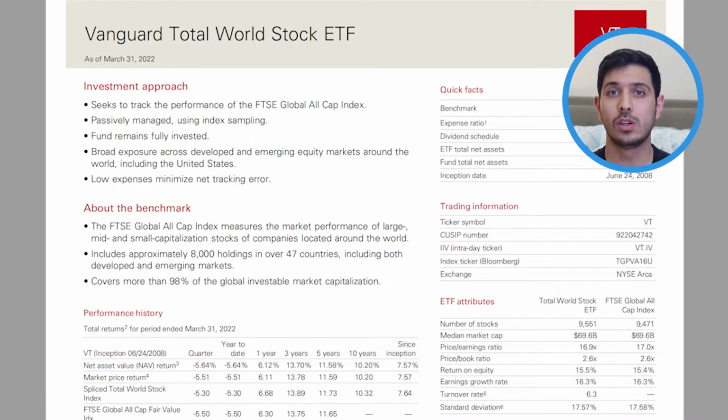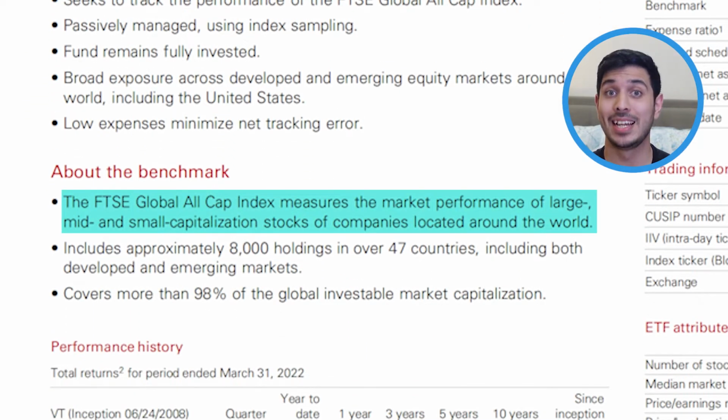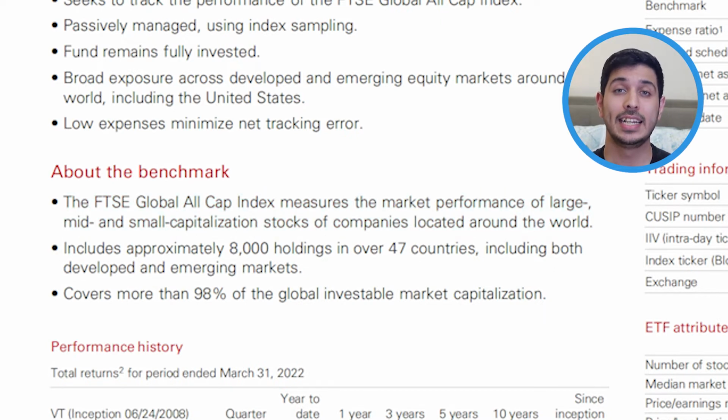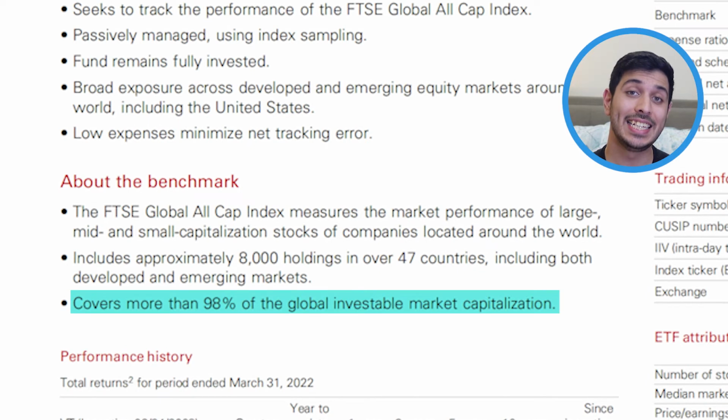The Vanguard Total World Stock ETF tracks the performance of the FTSE Global All Cap Index, which measures the performance of large, mid, and small capitalization stocks of companies located around the world. It includes 9,551 holdings in over 47 countries, including both developed and emerging markets, and covers more than 98% of the global investable market capitalization. The FTSE Global All Cap Index is a market-weighted index, which means the larger the market capitalization of a company, the more weight they will have in the index.